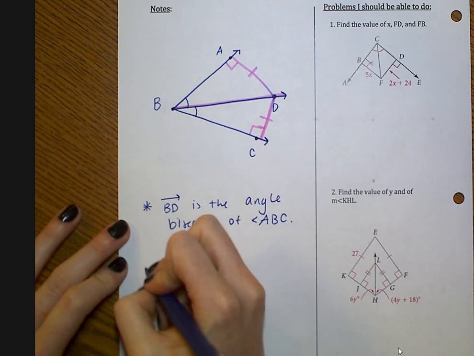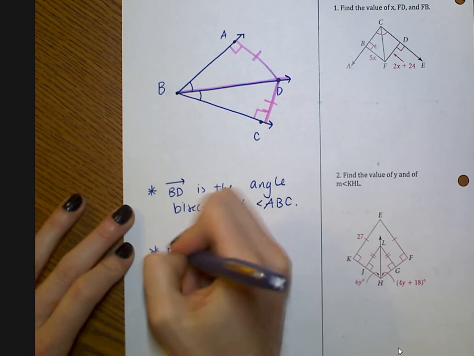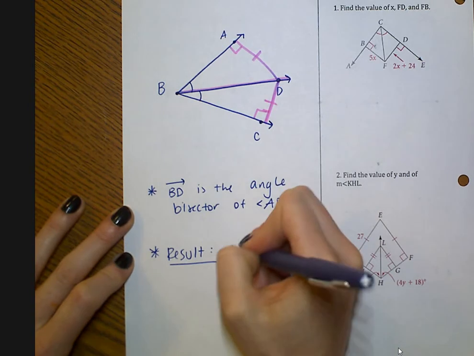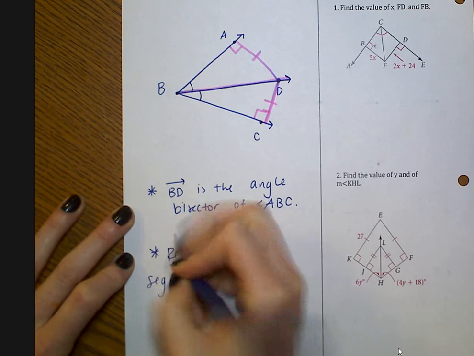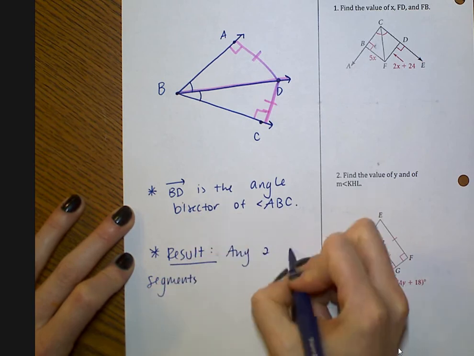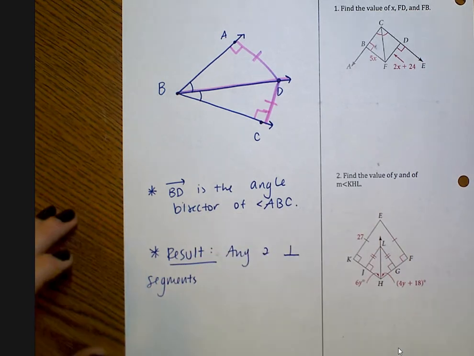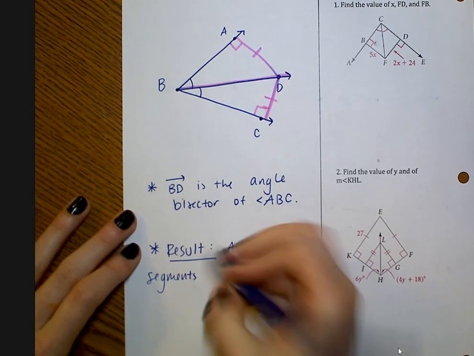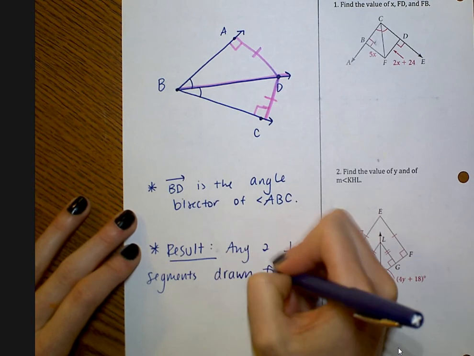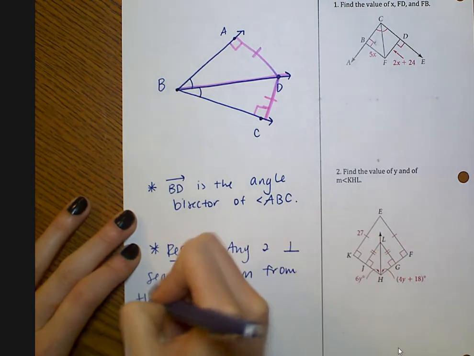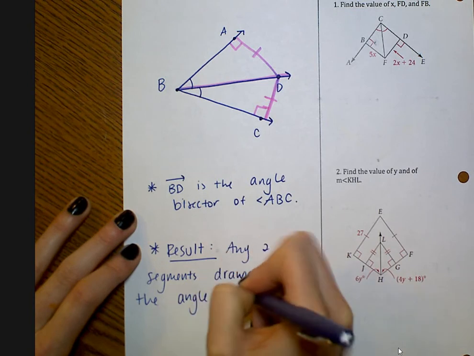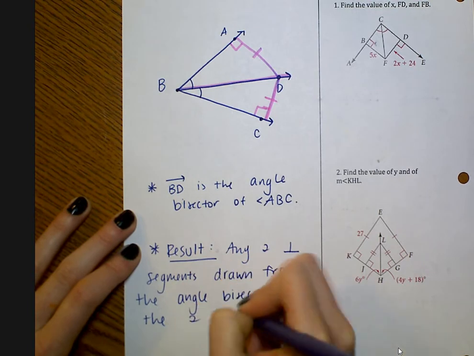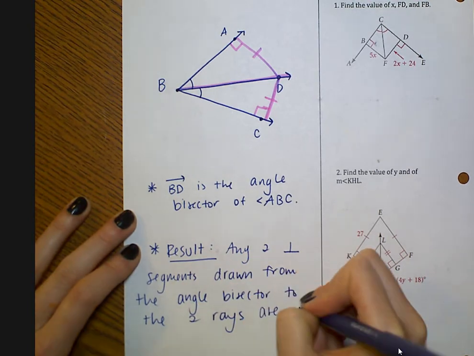So we're going to make a little note here at the bottom of the result. And we're going to say any two perpendicular segments, because like I said, that 90 is always going to be there. Any two perpendicular segments drawn from the angle bisector to the two rays are going to be congruent.